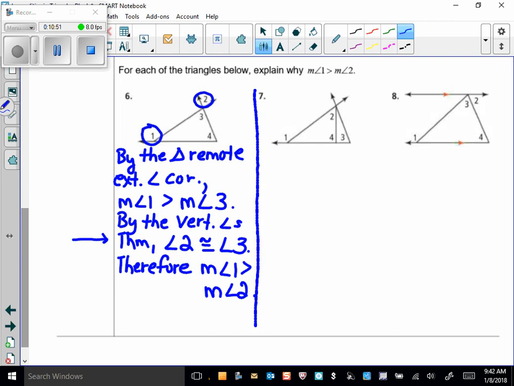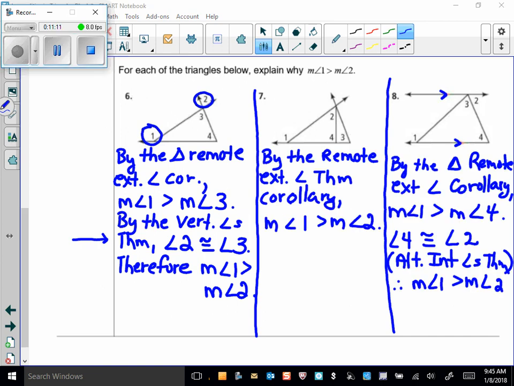Angle 2 is congruent to angle 3. The measure of angle 1 is greater than the measure of angle 3. Therefore, I know that the measure of angle 1 has to be greater than the measure of angle 2. Okay, I want you to pause right here, and I want you to write down these explanations.